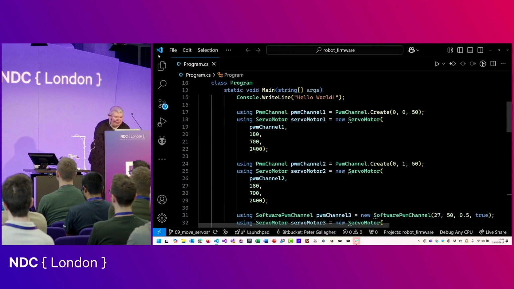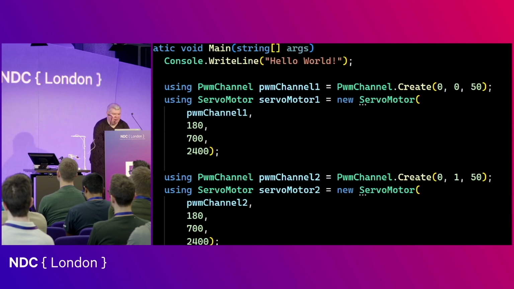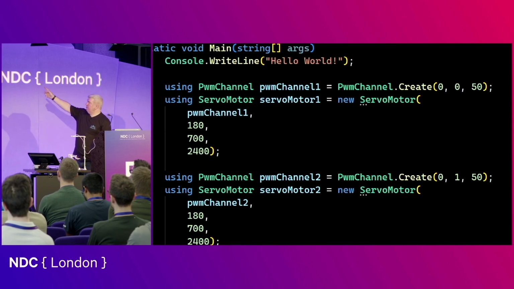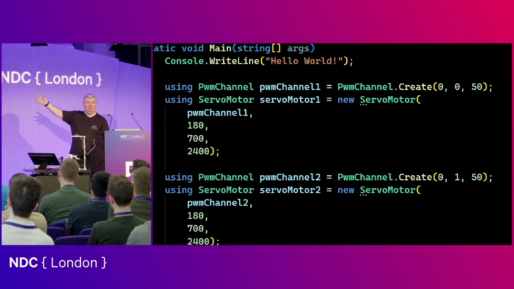So scrolling down, we have a PWM channel that we create. Now there's 2 PWM ports that I mentioned earlier on one chip. So that first 0 there, that is the chip. Then the next 0 in that case is the PWM port. 50 is the frequency. So we create a channel, and then we use that channel to create a servo motor in that device's NuGet package. 180 is the total angle we've got, and then 700 and 2400 are the two stops at either end.